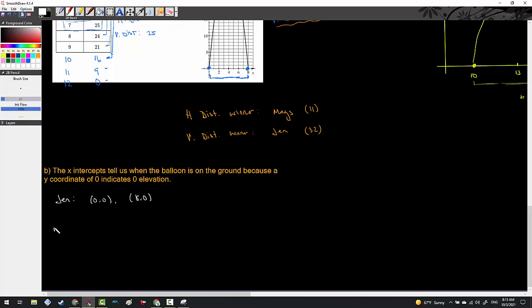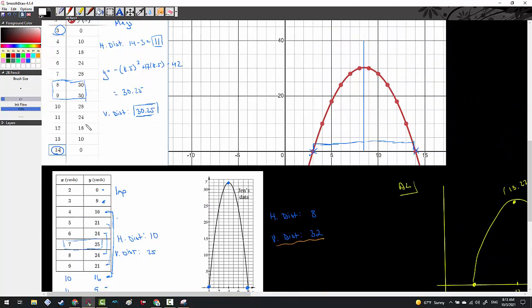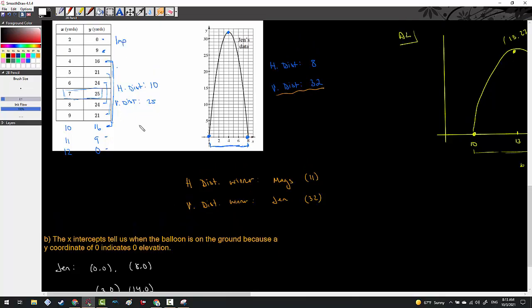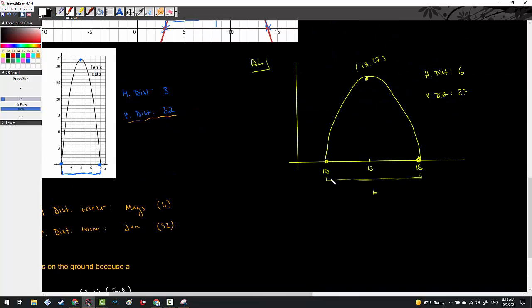Cool. Let's take a look at Mags. Mags is (3, 0) and (14, 0). Again, if we just look back up at the table that we have up here, (14, 0), (3, 0), we can also see that from the graph. Our good old buddy Imp looks like (2, 0) and (12, 0). So Imp is (2, 0) and (12, 0). And our good old buddy Al, his was (10, 0) and (16, 0). Again, we actually had to graph Al's trajectory because his computer fried up.